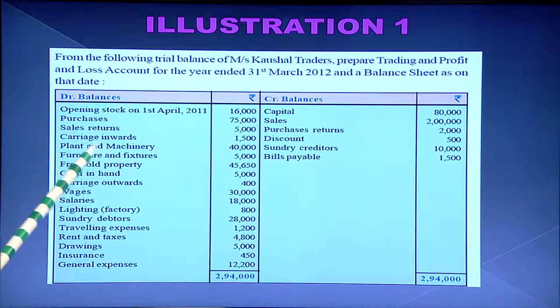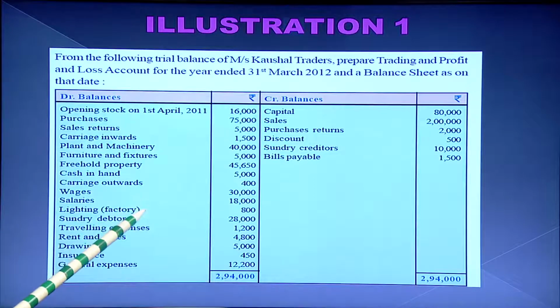So, there are 4 assets: plant and machinery, furniture and fixtures, freehold property, cash in hand. Next is carriage outward. I told earlier, carriage outward is indirect expenses. So, that will be shown in the profit and loss account. Next is wages. Wages is directly related to production. So, this is direct expenses and that will be written in trading account.